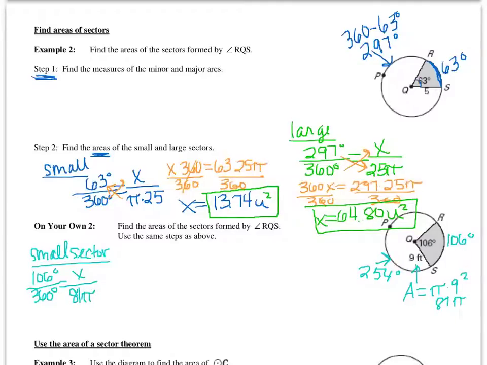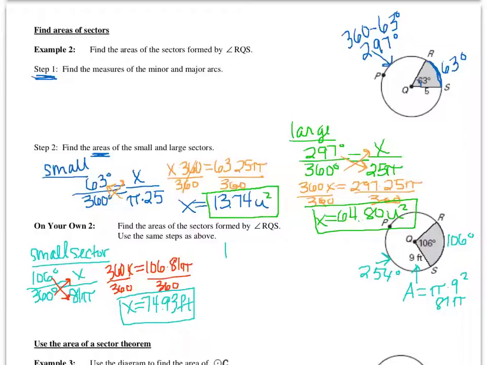And we've been doing a lot of cross multiplying, so hopefully you can cross multiply these at this point. Cross multiply here and here. So we'll say 360x equals 106 times 81 pi. Divide them both by 360. That should leave you with x equals 74 and 93 hundredths, and my unit there would be feet.